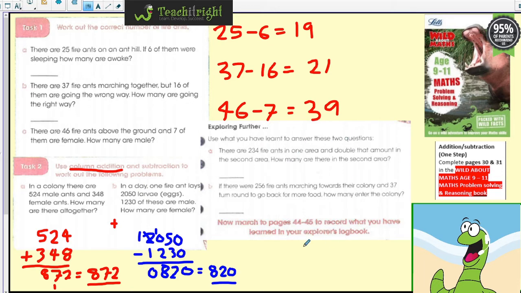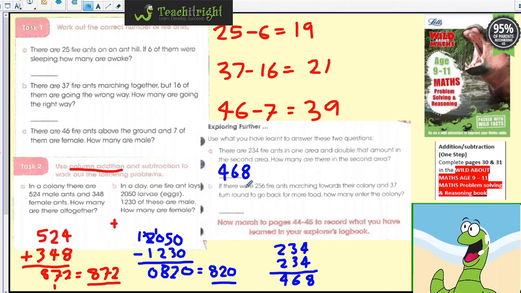Let me do it down here, 234 plus 234, just to really practice my skills. And that gives me 468. So 468 ants will be in the second area because that's twice as many, doubled.